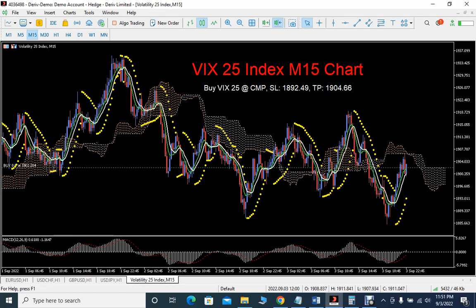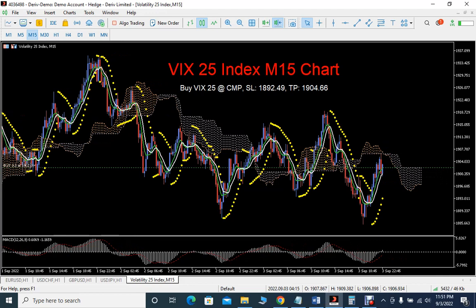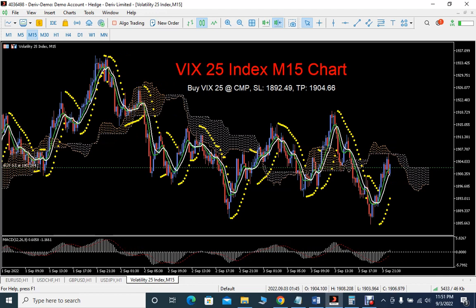At the moment, I have a trade running here. First of all, you need to manage your trade. You have to have proper risk management in place. Now, the other indicator that I have incorporated here is the Ichimoku.